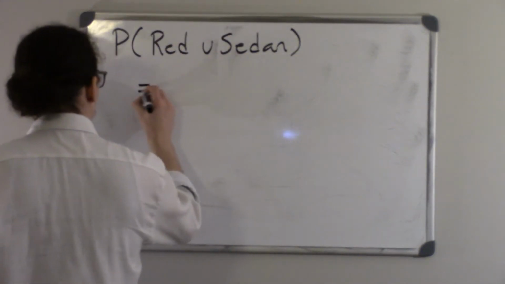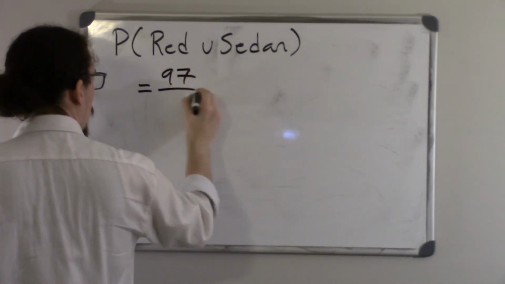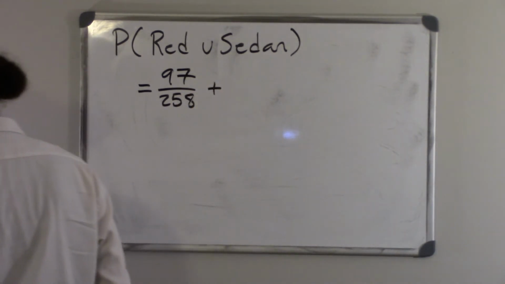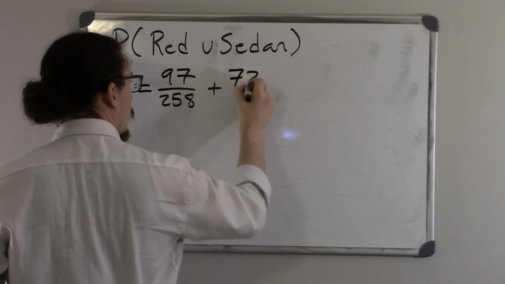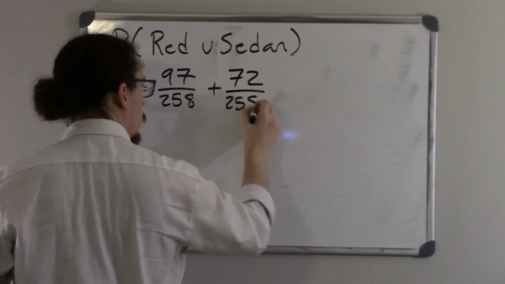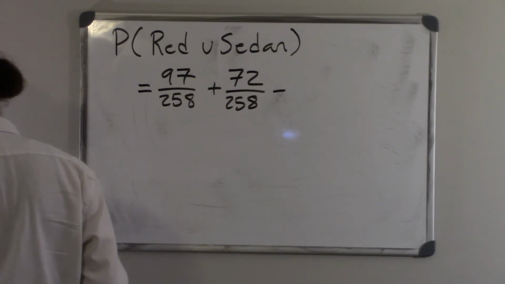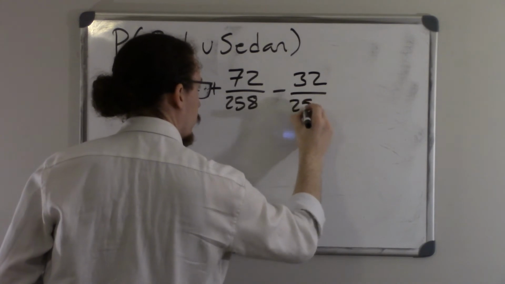Red we've already done. That was 97 over 258. Then we're going to add to that the probability of a sedan, which is 72 over 258. And then we're going to subtract the intersection. There are 32 red sedans, 32 over 258.